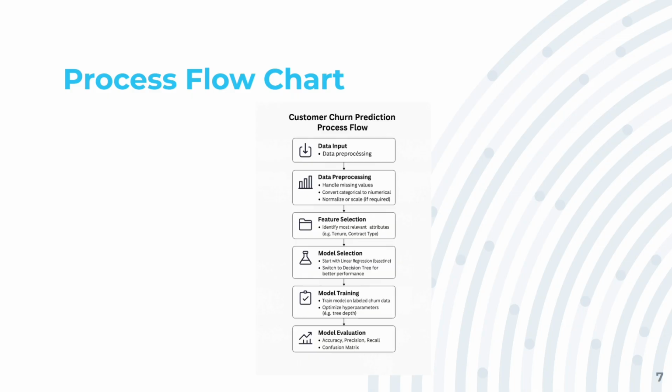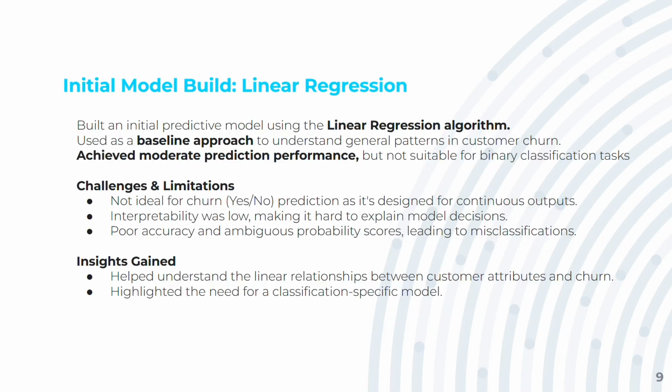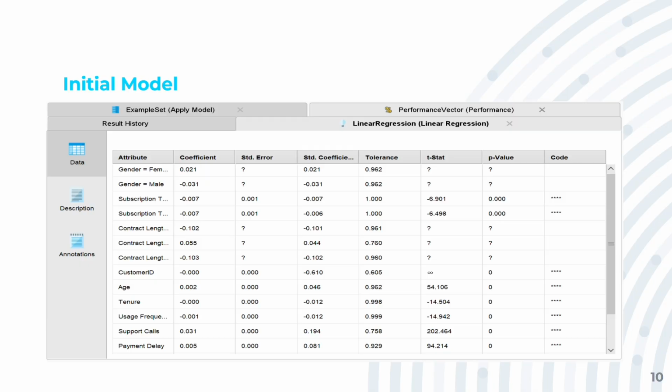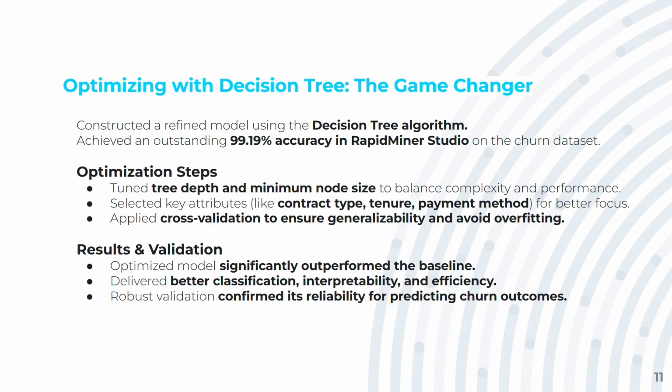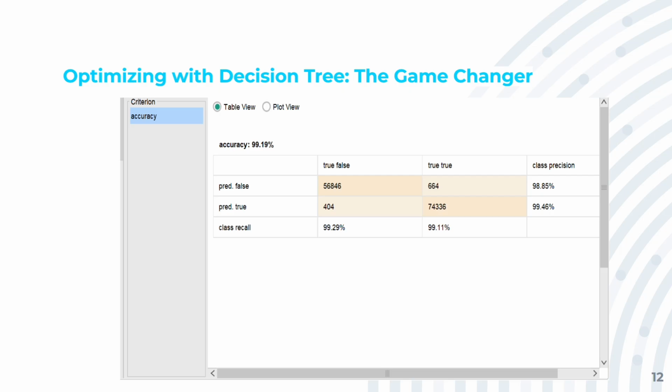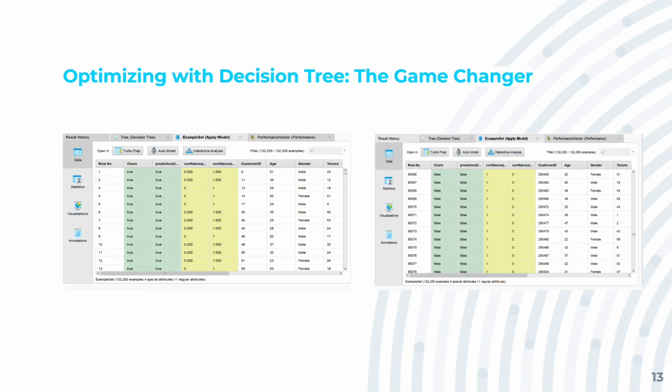The process we already saw. This is the data set. This is how the initial model gives a result. Then we move on to the decision tree model. It provides 99.19 accuracy.